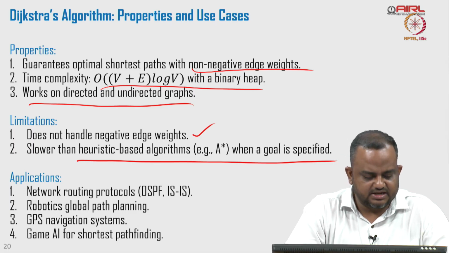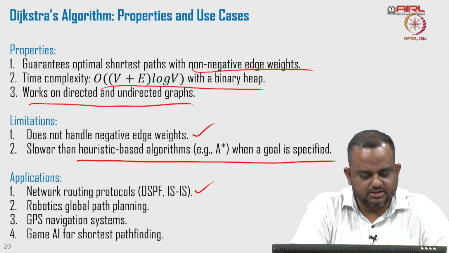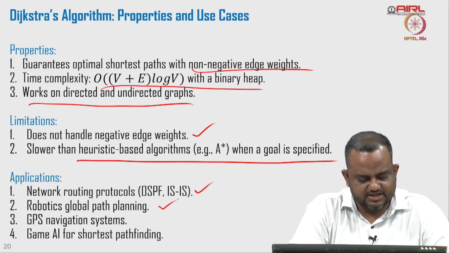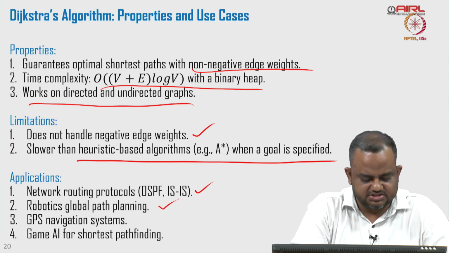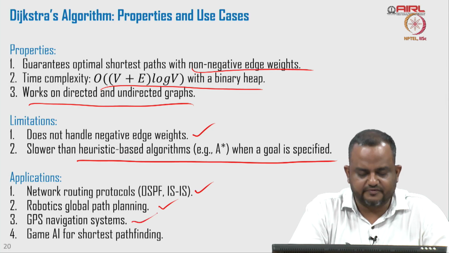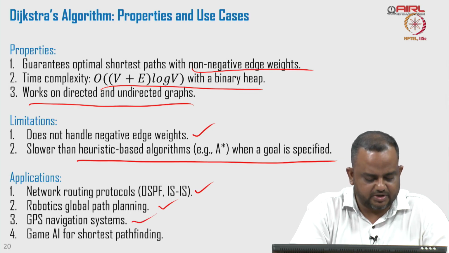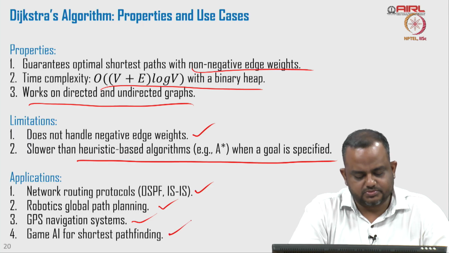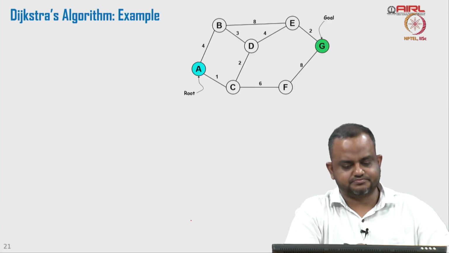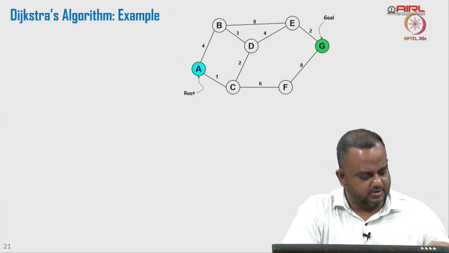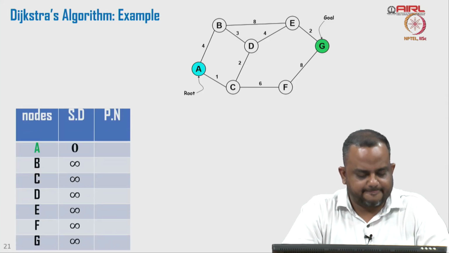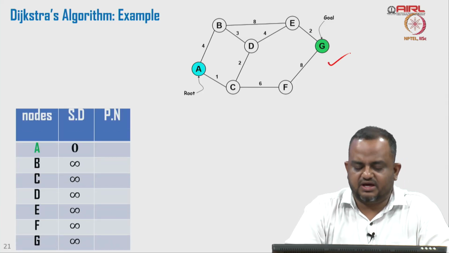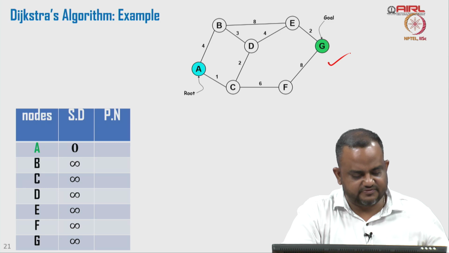Okay. There are different applications in network routing, robotics, global path planning, drone based systems, GPS navigation of aerial or robotic systems, and some other game based AI for shortest path finding. Okay, so we see one example here. This is the same graph I was showing in the previous slide.